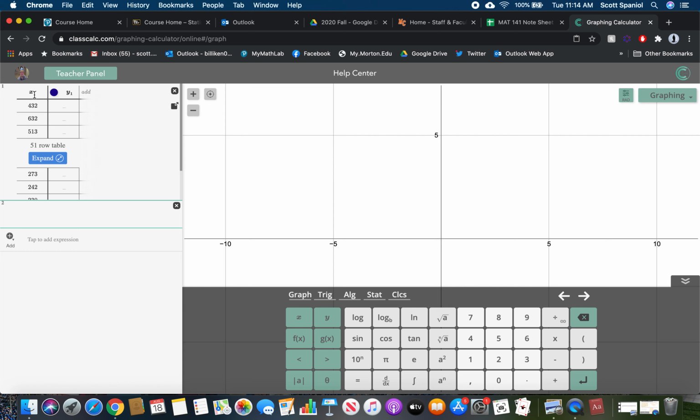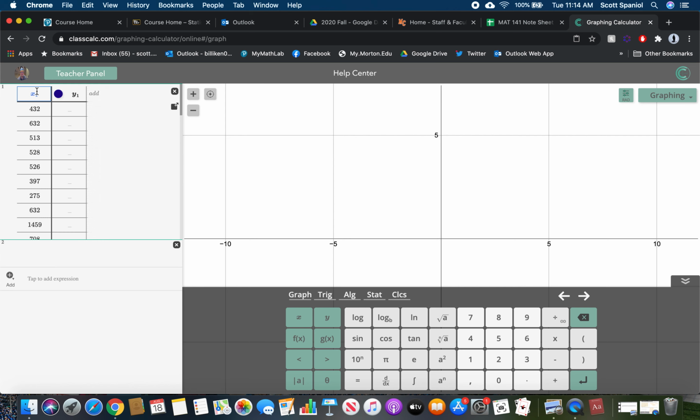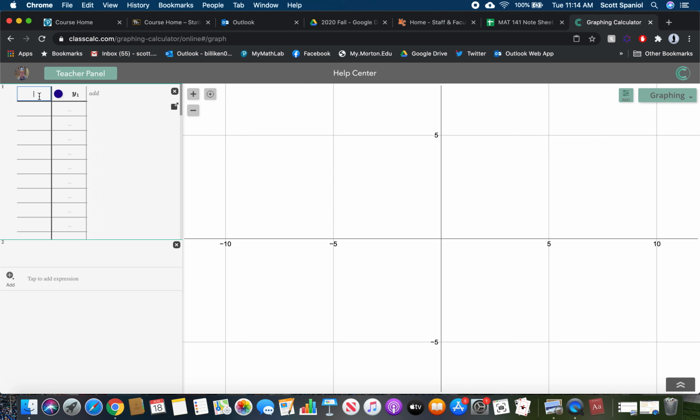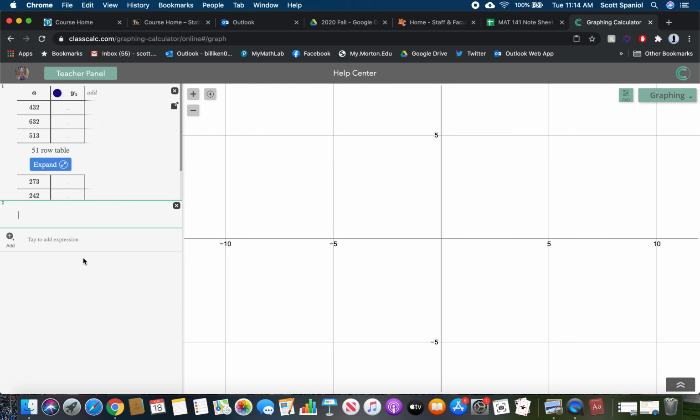Now, the first thing I like to do is change this header on my table. Instead of having it be X1 with a subscript, I like to put in another letter. So I'm just going to use A. Okay? Because that makes it easier to deal with.